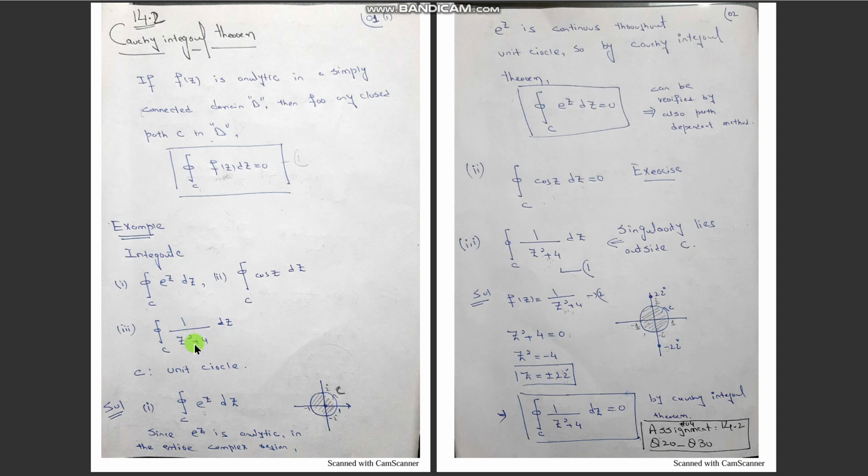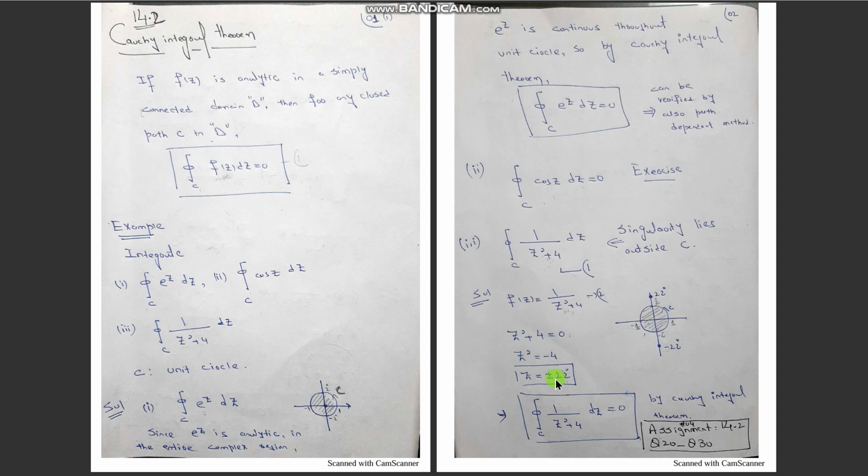consider 1 over z square plus 4. The function is not analytic at the points z is equal to 2 iota and z is equal to minus 2 iota. So we are going to integrate this function along C, and C is a unit circle. How can we calculate the singularities? Just take the denominator equal to 0 and find out the value of z. So z is equal to plus 2 iota and z is equal to minus 2 iota.